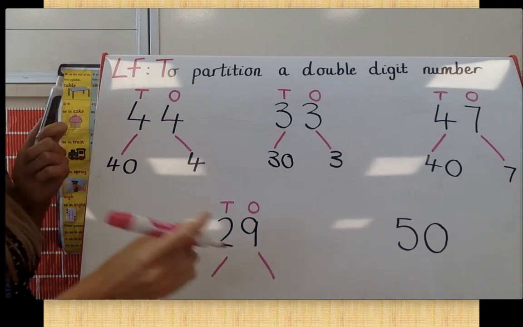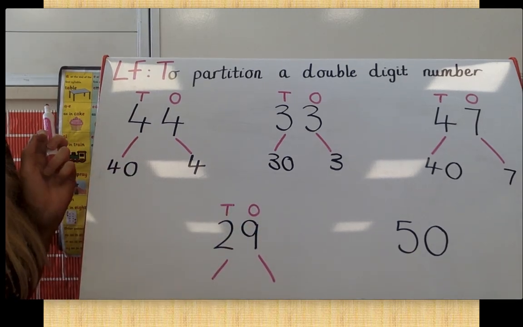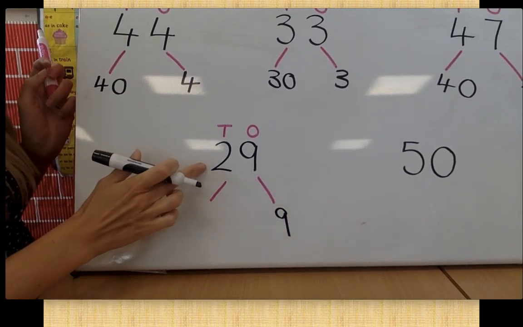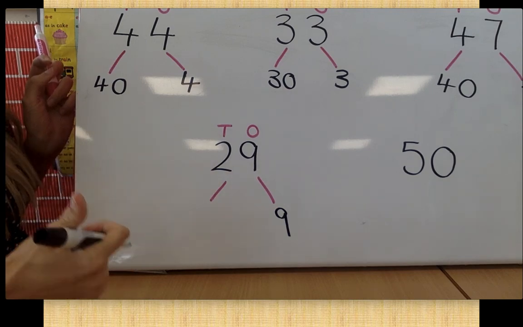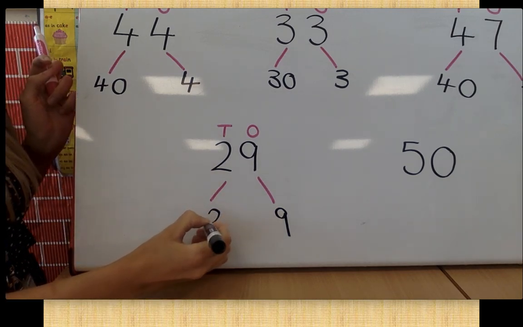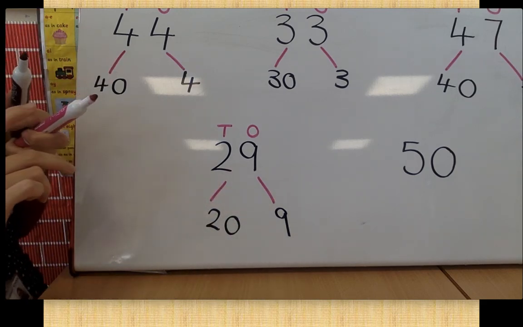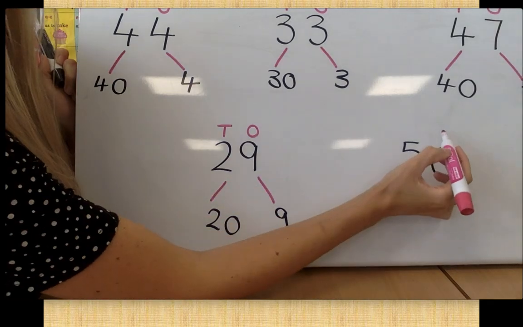We're going to partition it out. 9 1s are 9, and 2 10s, 10, 20. Well done, 20. So showing me the value of each of those digits. Last one here then.